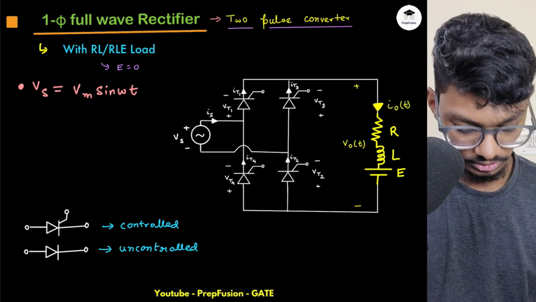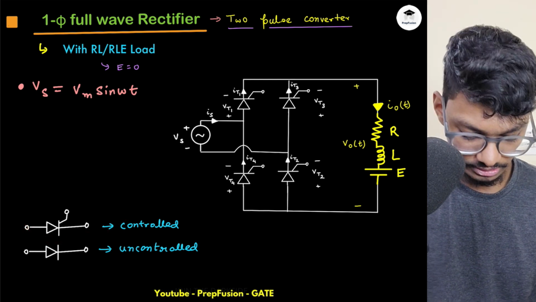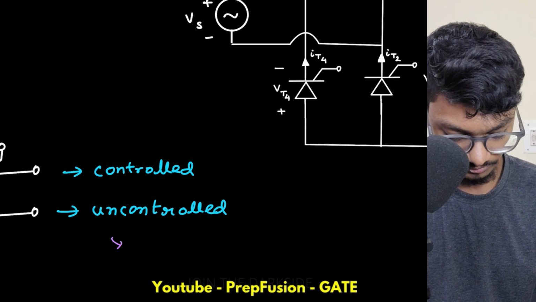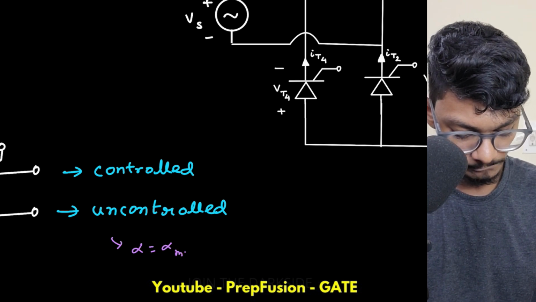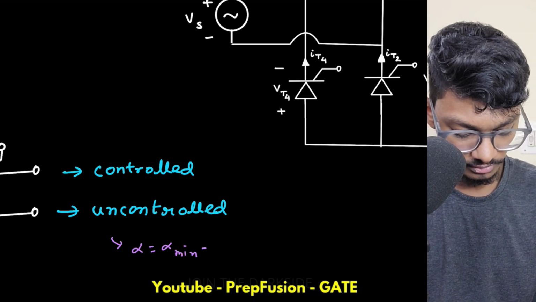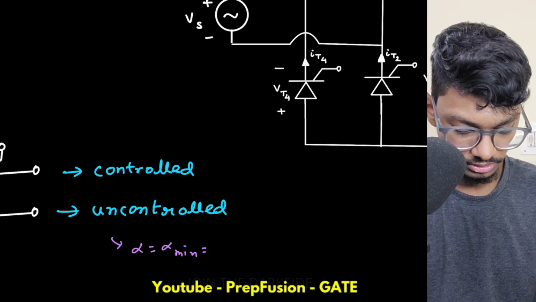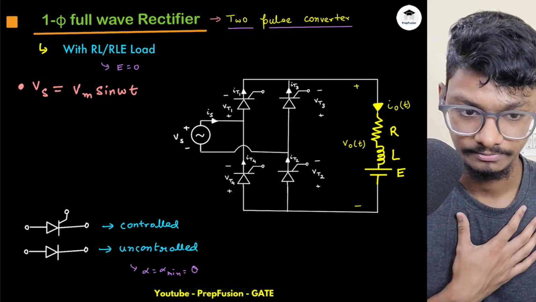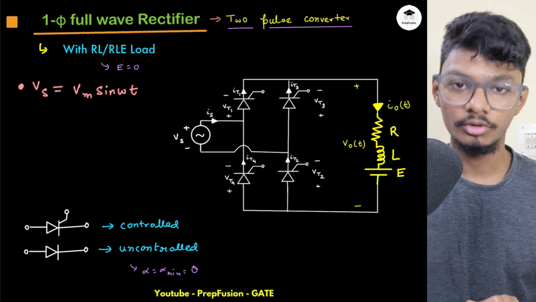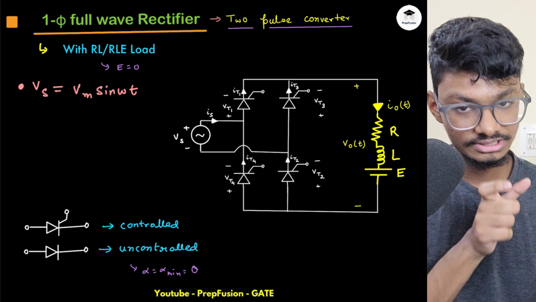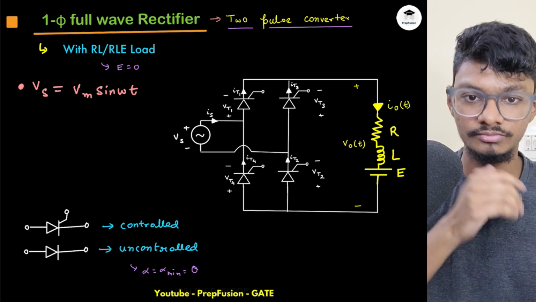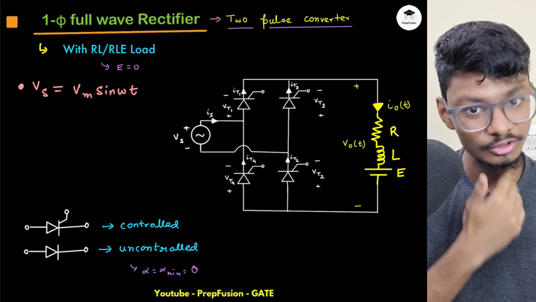So here we'll obviously together consider controlled and uncontrolled. For uncontrolled, you put alpha equals to alpha minimum. In this case, alpha minimum will be again theta, where theta is sine inverse of E by Vm. Now here what will happen? Resistor is present. As resistor is present, it will make the system stable. It will never allow the system to go unstable. So that's why resistors are actually also important.